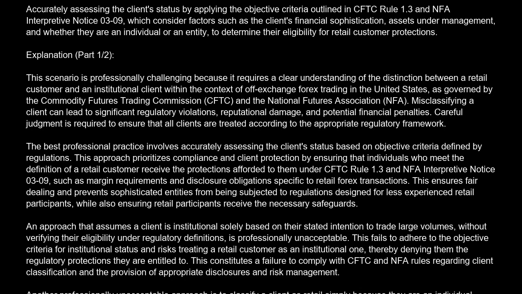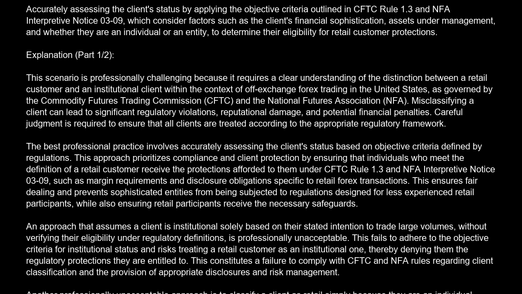Correct answer is C. Accurately assessing the client's status by applying the objective criteria outlined in CFTC Rule 1.3 and NFA Interpretive Notice 03-09, which consider factors such as the client's financial sophistication, assets under management, and whether they are an individual or an entity, to determine their eligibility for retail customer protections.